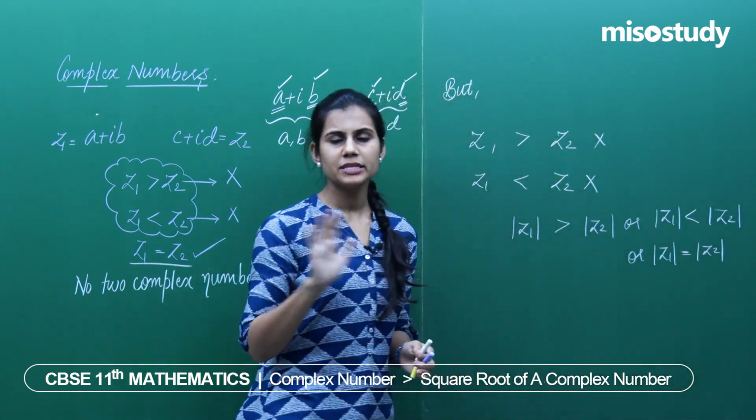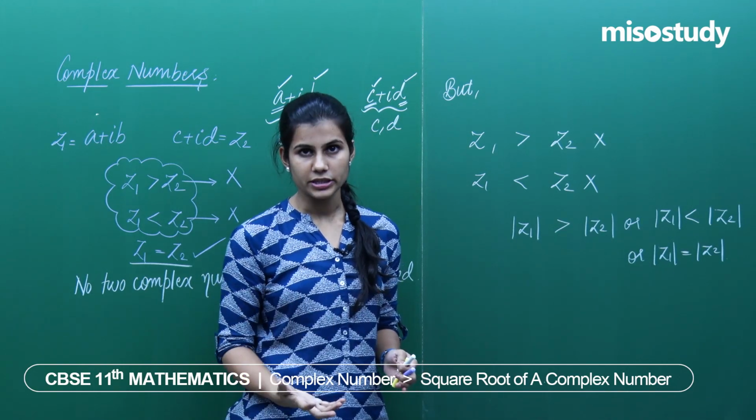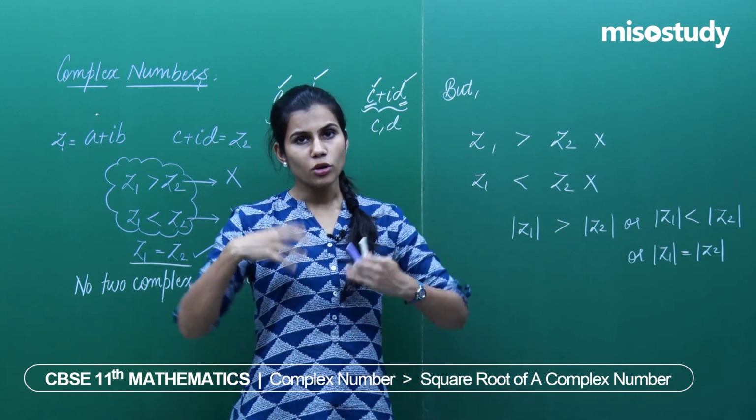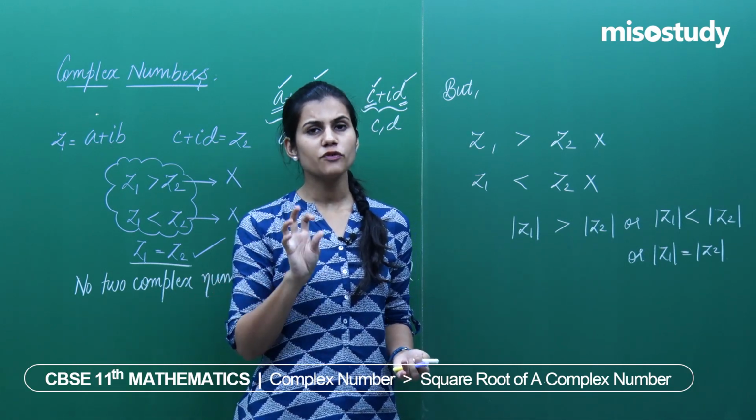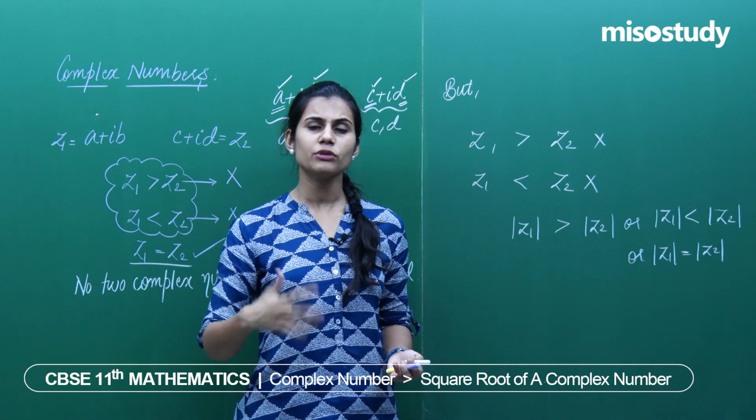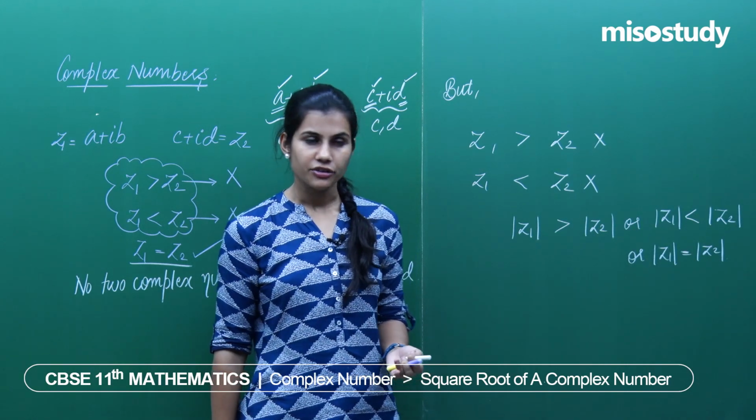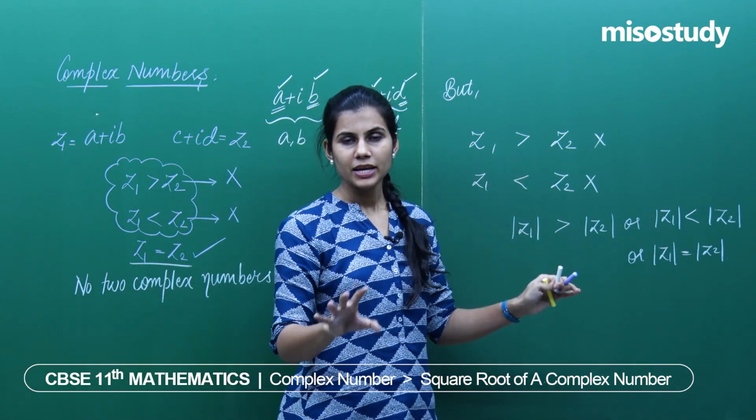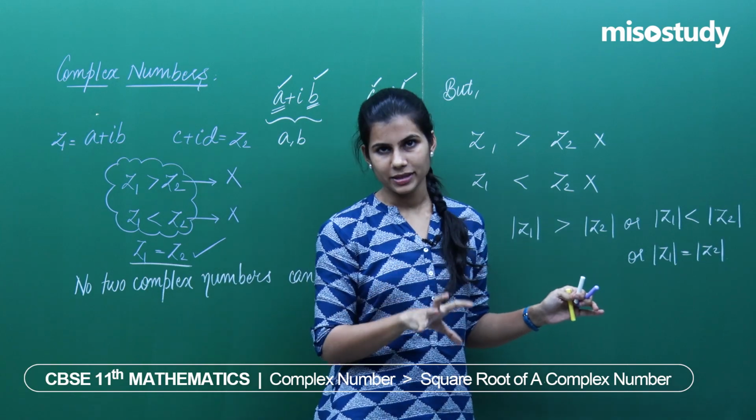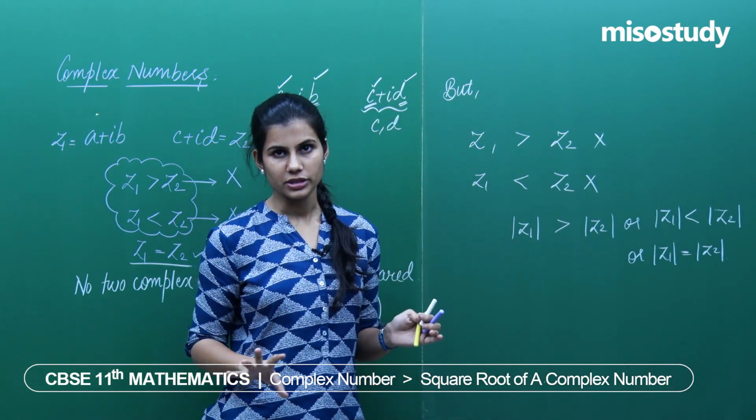So, complex numbers cannot be compared, but what can be compared associated to them is their modulus. Because the moment you talk about modulus of a complex number, you enter into the real number set. Because modulus of a complex number is a real number, and I know that real numbers can be compared in terms of greater than or less than or equal to, right? And therefore, comparing complex numbers is not possible, and therefore associated to complex numbers is the concept of modulus, and so we compare the modulus.